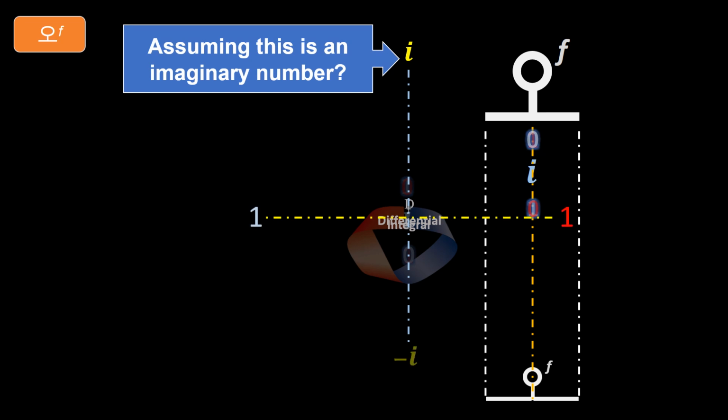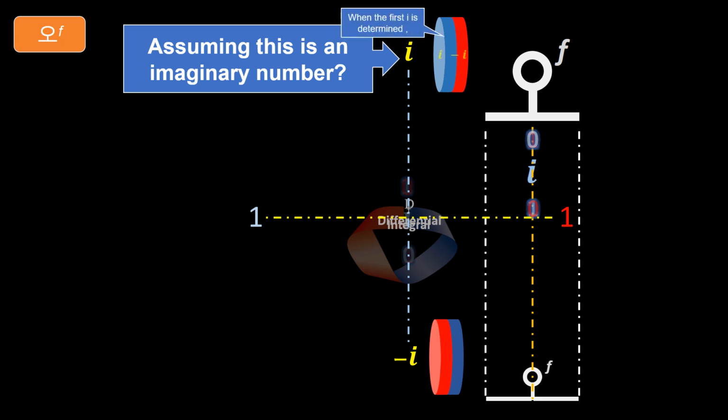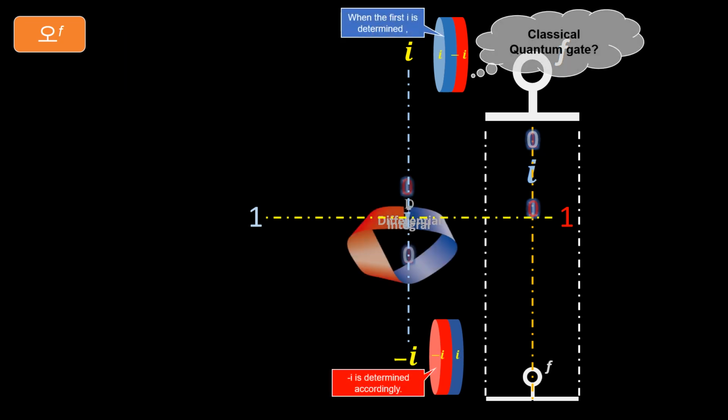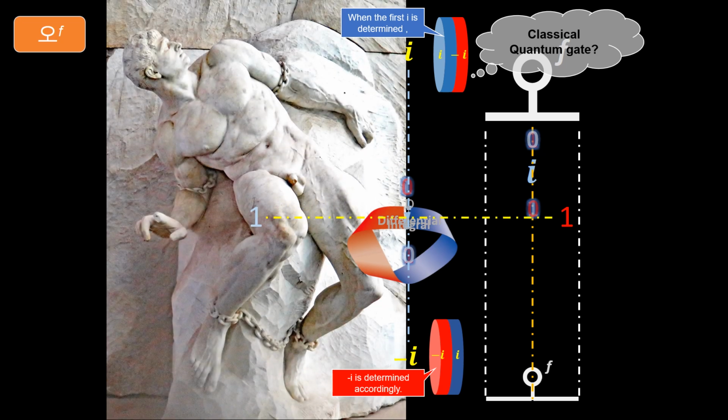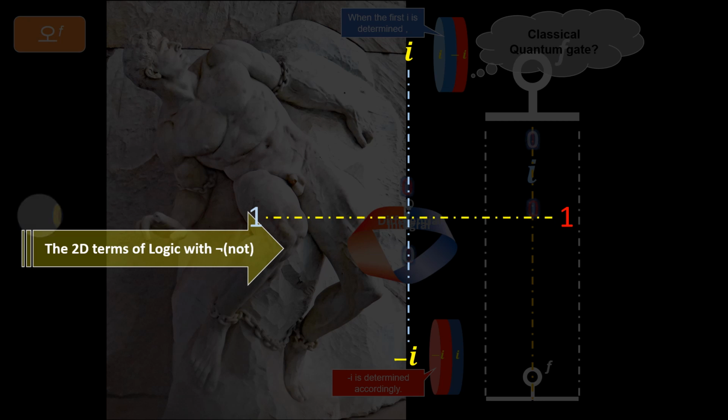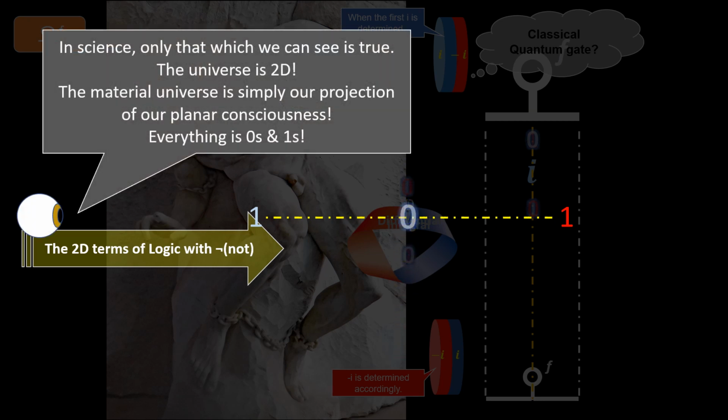Assuming this is an imaginary number, it has a positive and a negative axis that are orthogonal to that axis. When the first imaginary number i is determined, minus i is determined accordingly. The totems of logic with "not". In superposition, the imaginary axis is vertical, and 0 and 1 and infinity appear with alternating polarities. In science, only that which we can see is true. The material universe is simply a projection of our planar consciousness.